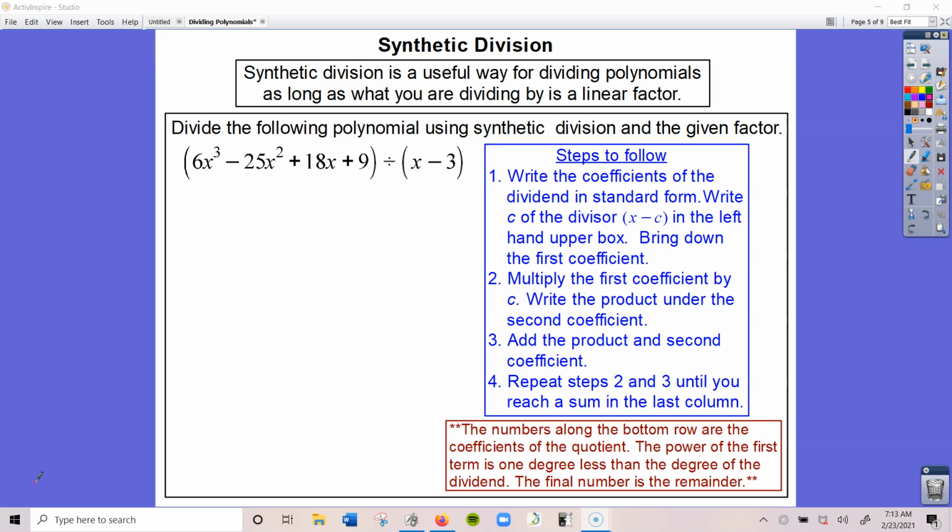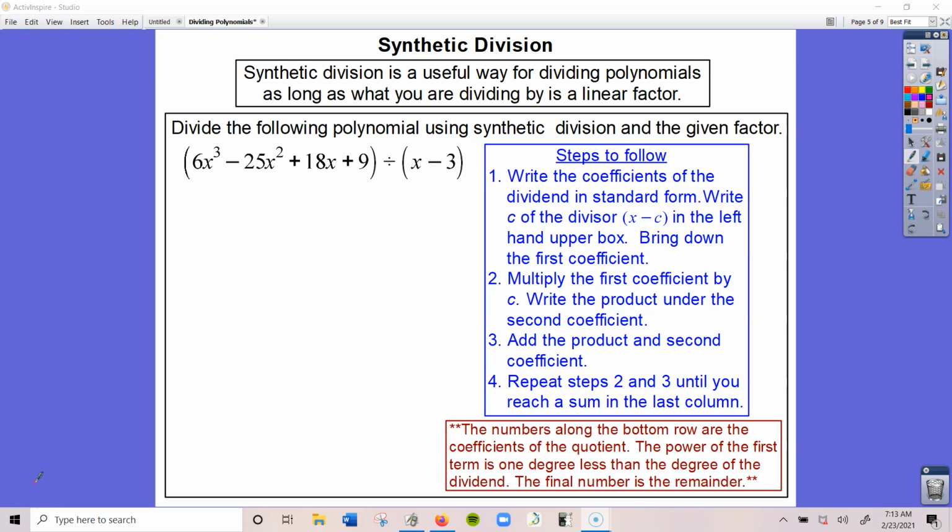Hey guys, here we're going to continue our polynomial division lesson. In the previous video, we divided polynomials using long division. Now we're going to look at how to divide polynomials using something called synthetic division. Now, synthetic division is actually really nice. It's a bit easier to do than long division.